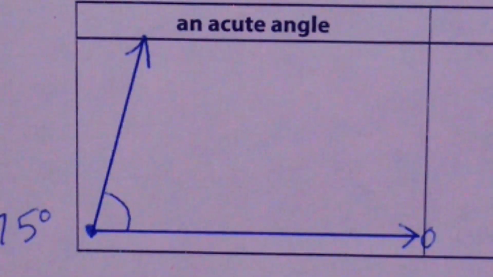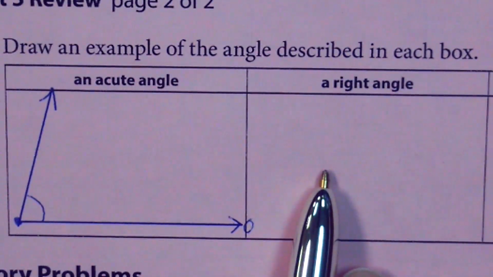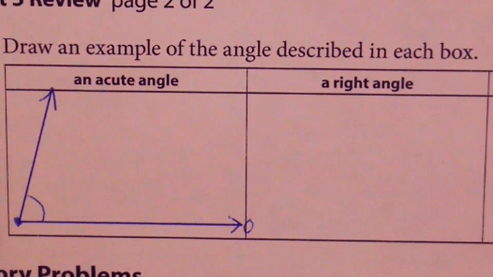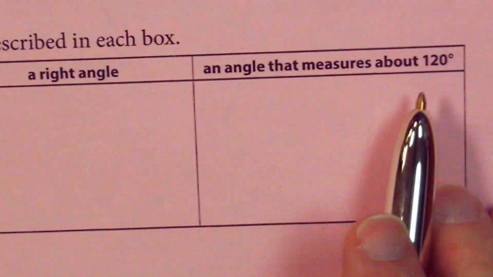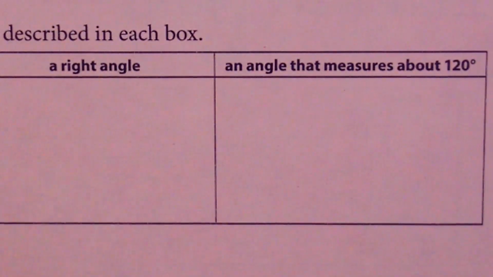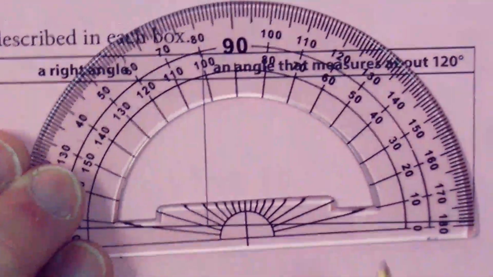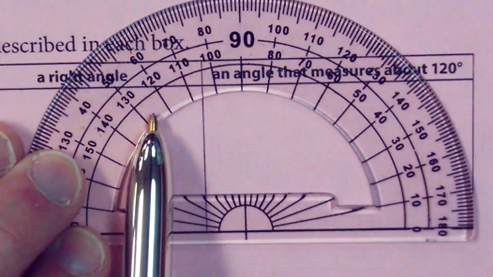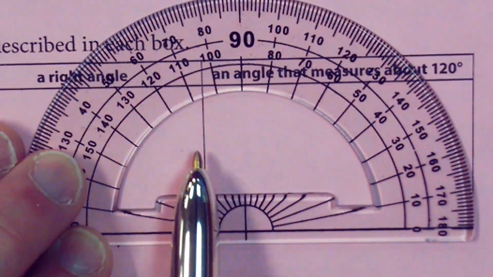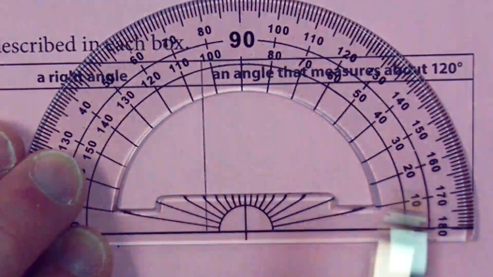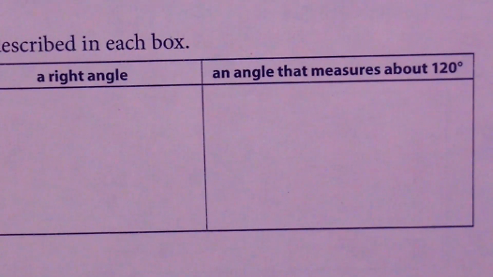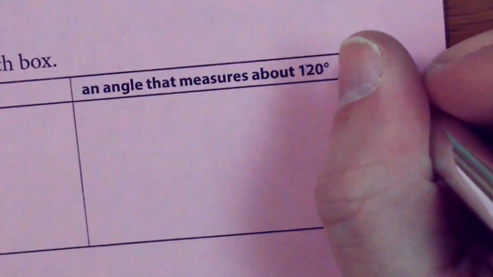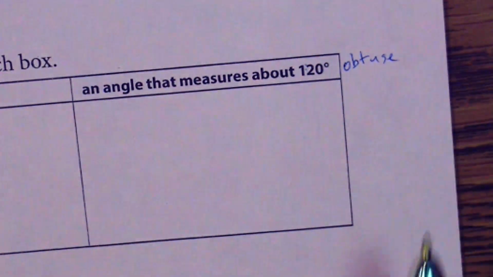Okay? As you go through the remainder of these boxes, a right angle is going to be exactly 90. If you have a protractor, great. If not, you can eyeball it, right? And then an angle that measures about 120. Well, if you need a little assistance, I can show you here that 120, if this is your 0, and you go all the way to 120, it's going to point up and out at a pretty high angle. If you don't have a protractor, you can give it your best guess. That's totally fine. But we know that 120 degrees is going to be obtuse. So at least make sure it's obtuse, okay?